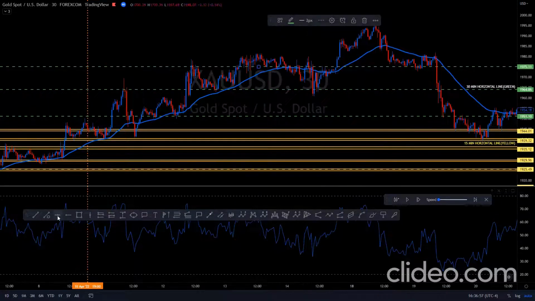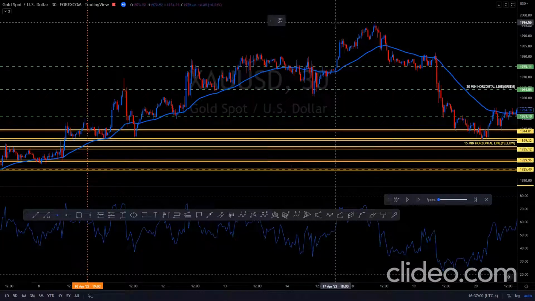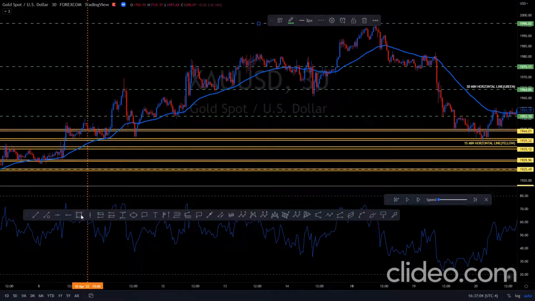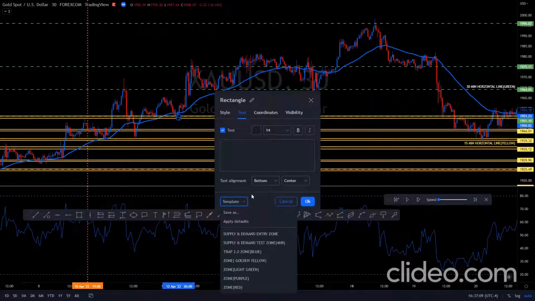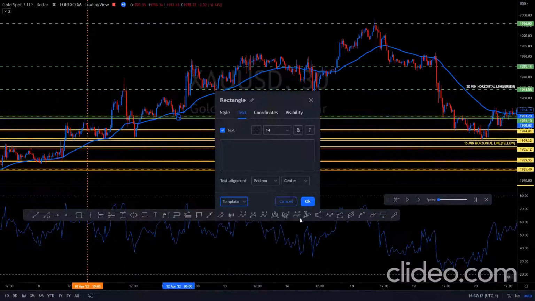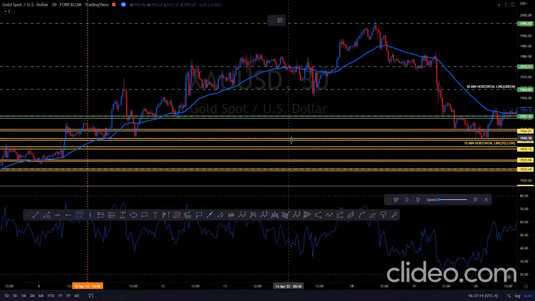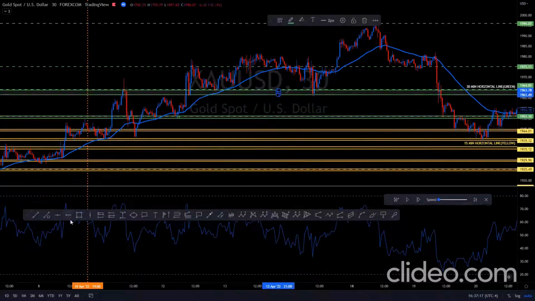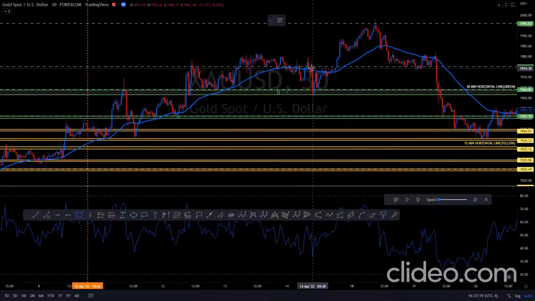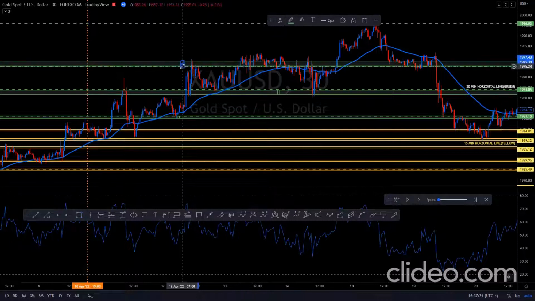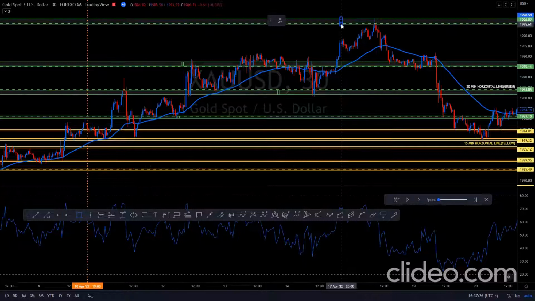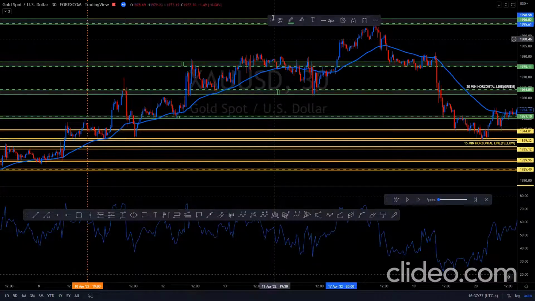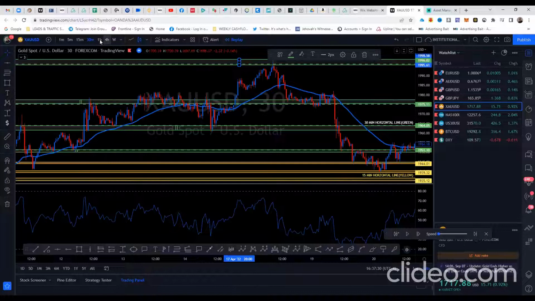Yeah, that's good. Then I'll say that there's a demand zone up here. So then we'll draw zones. Make them all green. Now let's move on to the 1 hour.